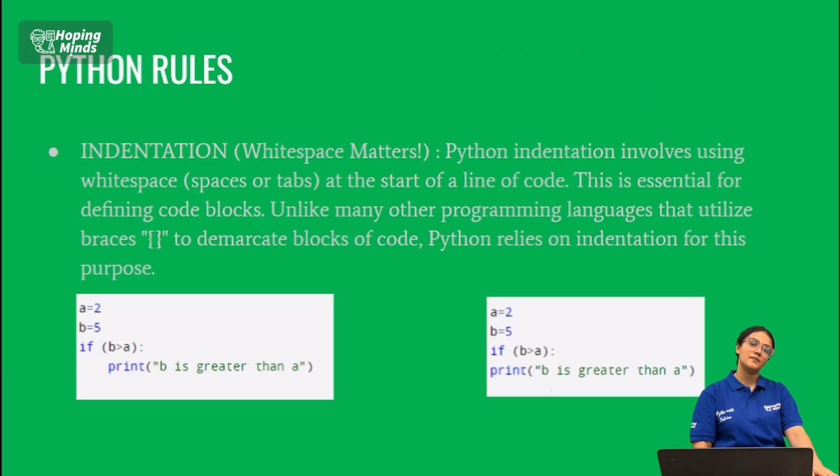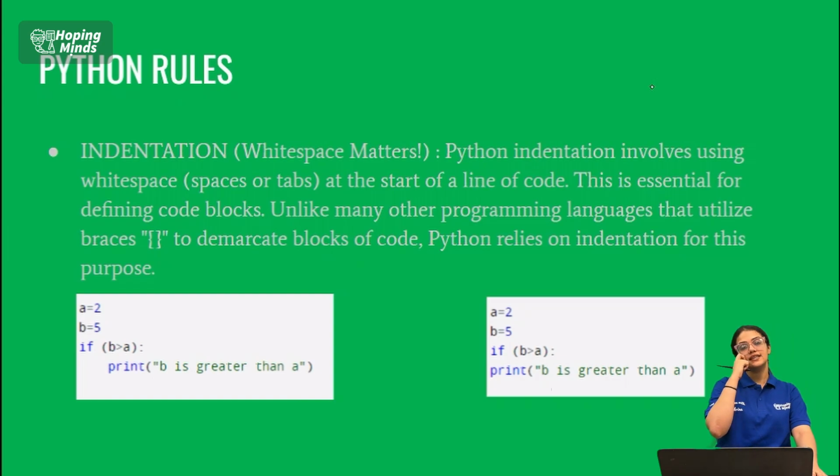In most other programming languages, if you have worked with C or C++, you must know that the space between the lines above or below does not matter. If you are using if-else statements, that does not matter. But in the case of Python, that space matters. If we look at the slide, Python indentation involves using white spaces at the start of a line of code. This is essential for defining code blocks, unlike many other programming languages.